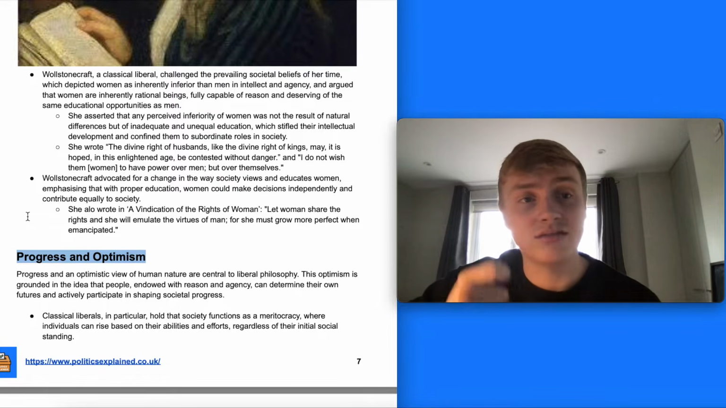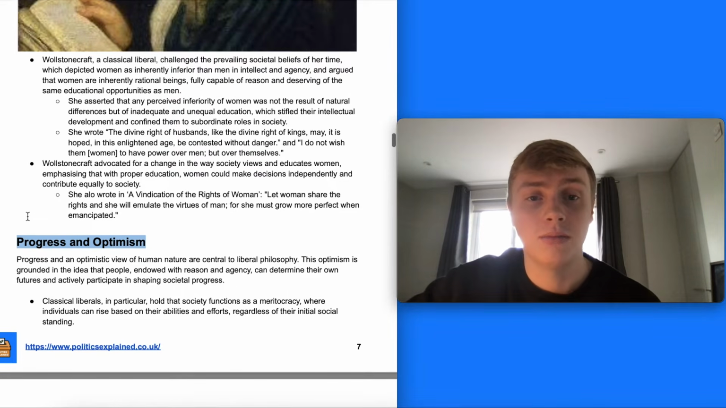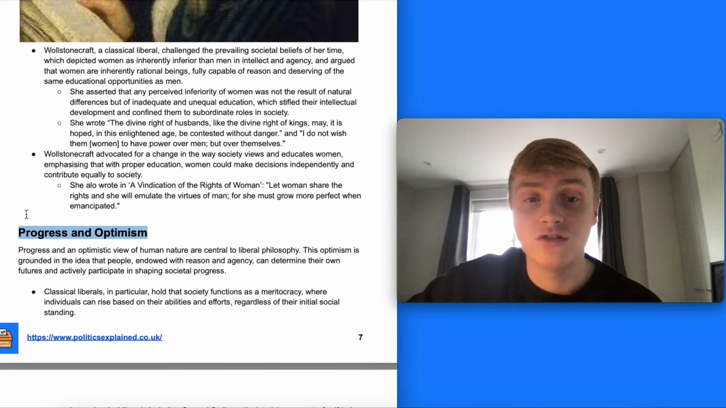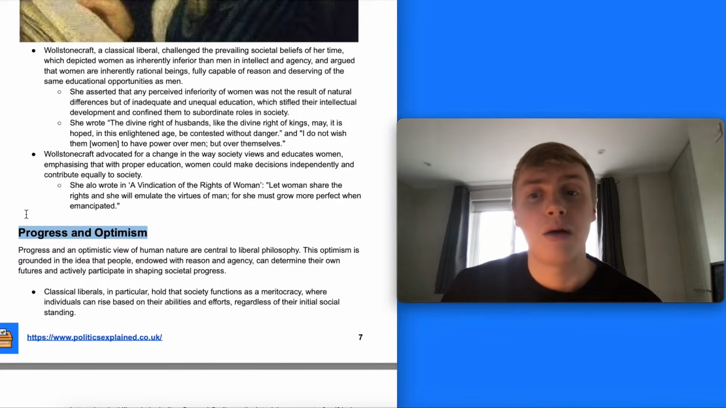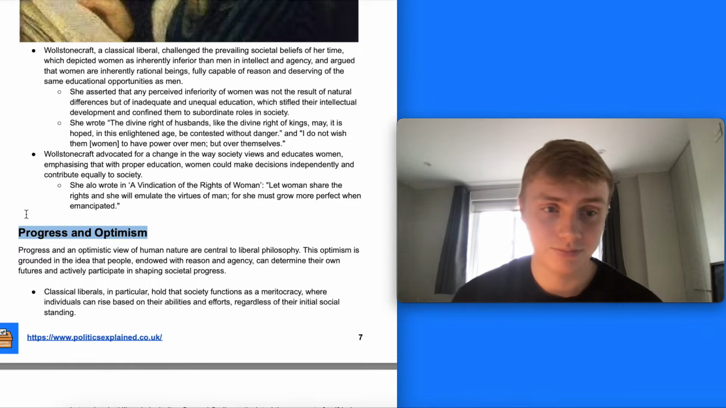So the belief in rationalism should be extended to women, which it wasn't in the period by a lot of classical liberals as well. So she wrote in A Vindication of the Rights of Woman, "Let woman share the rights and she will emulate the virtues of man. She must grow more perfect when emancipated." So she needs to be given this ability effectively to be free to exercise this rationality.